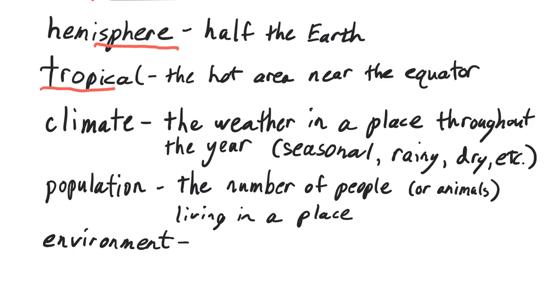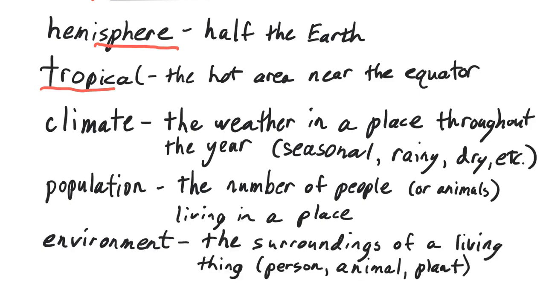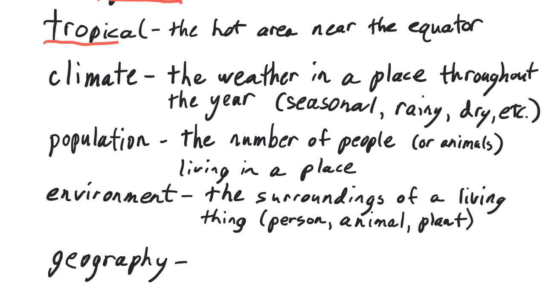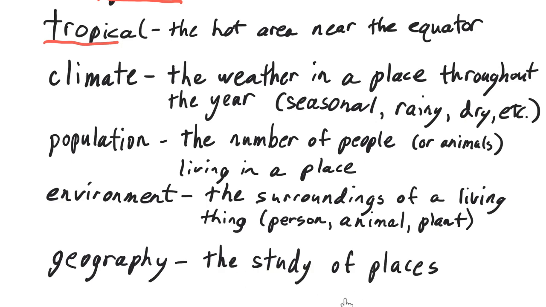Environment we can call the surroundings of a living thing, a person, an animal, or a plant, for example. And finally, geography is what we're doing now, and it is basically the study of places. Of course, it's also people and animals and everything that's connected to those places, but simply the study of places.